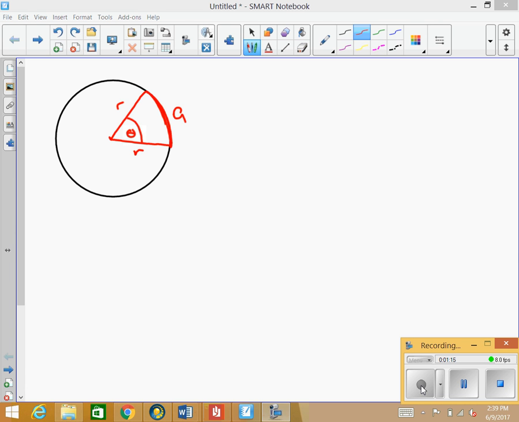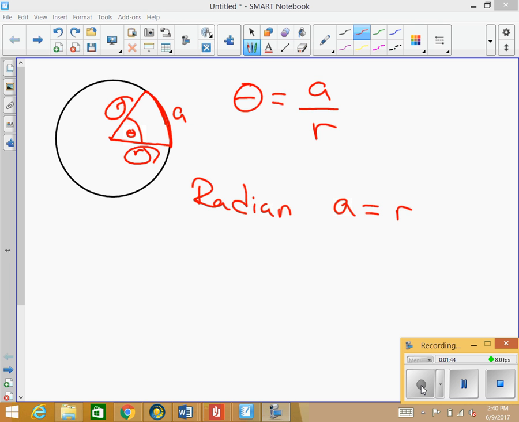So basically our angle here, theta, is going to be equal to the arc length over the radius. So this is going to be like our angles. In an actual radian, a radian itself is when the arc length A is equal to the radius. So that's when this and this and this are all equal. That's essentially what 1 radian is.